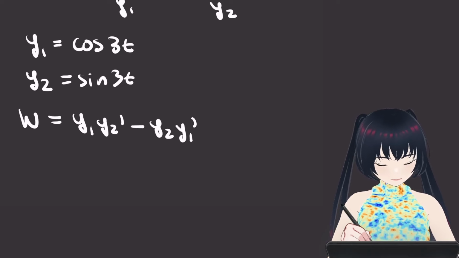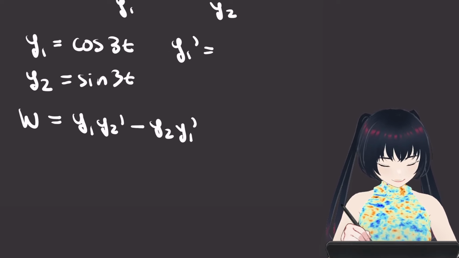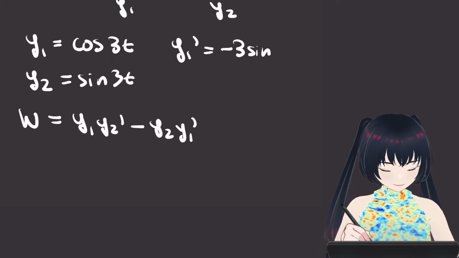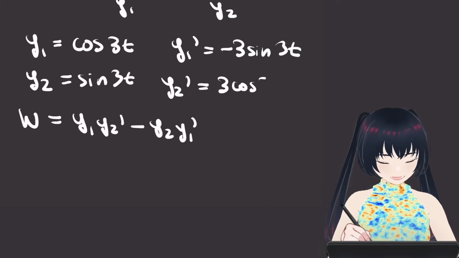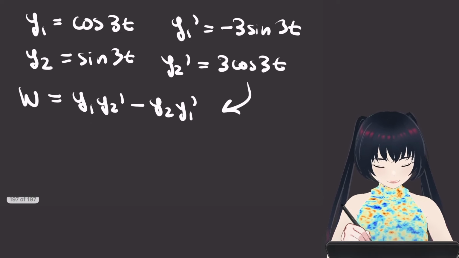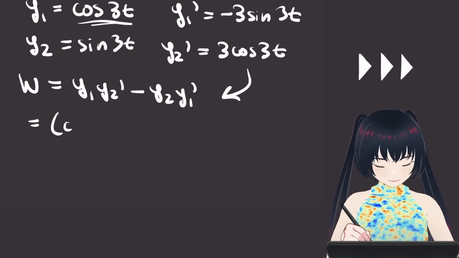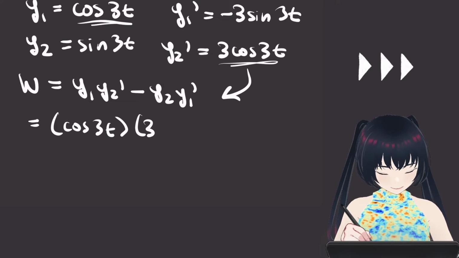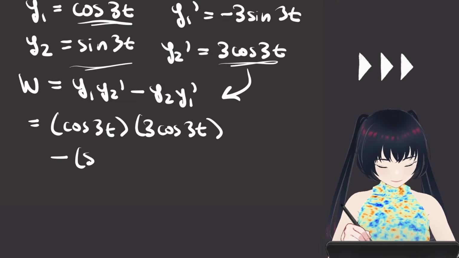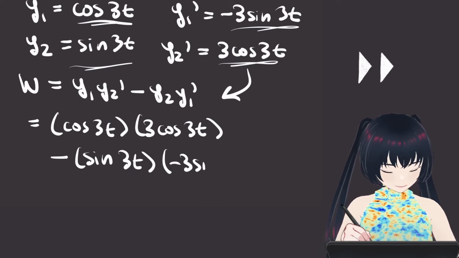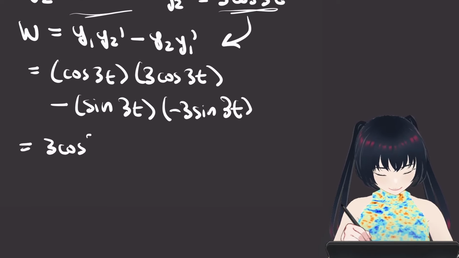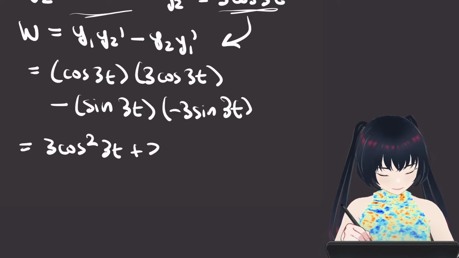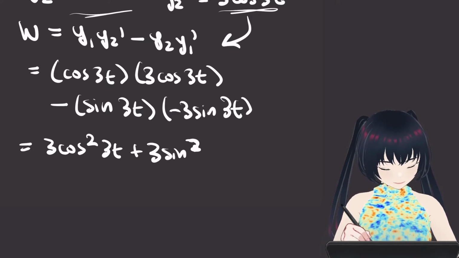And so we can solve for the derivatives here to get y1 prime equal to negative 3 sine 3t, and y2 prime is equal to 3 cosine 3t, and plug it into this expression for the Wronskian. So first we have y1 is cosine 3t, we have y2 prime is 3 cosine 3t, we have y2 is sine 3t, and y1 prime is negative 3 sine 3t. And putting that all together, we get 3 cosine squared 3t plus 3 sine squared 3t.